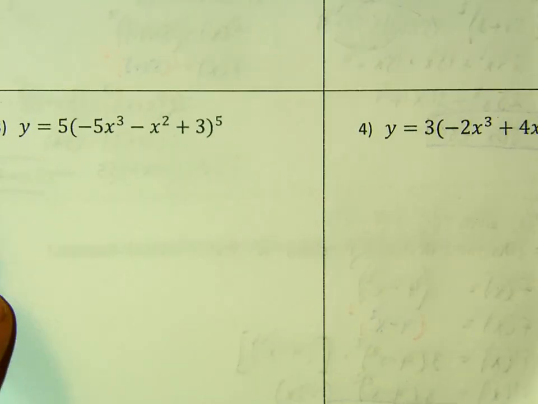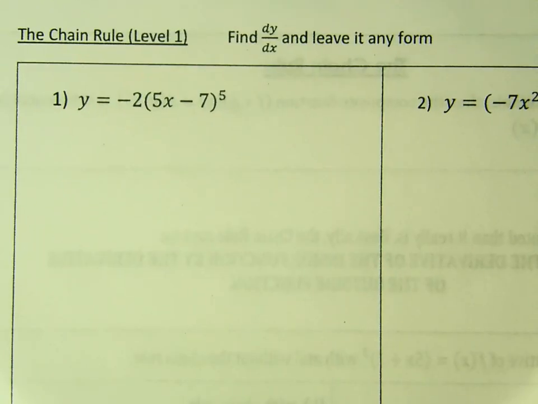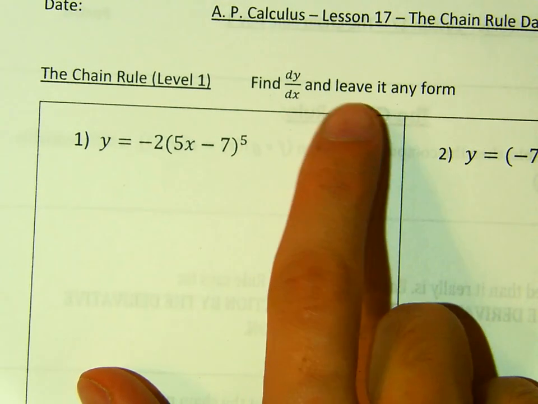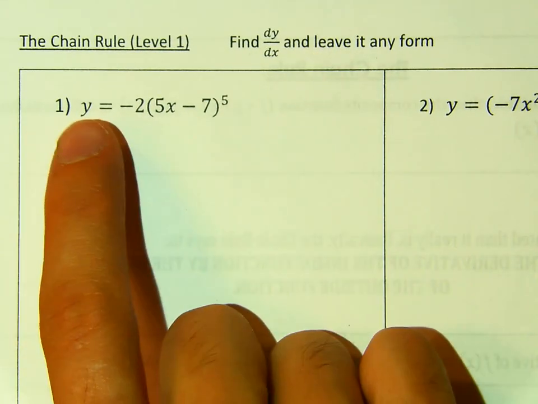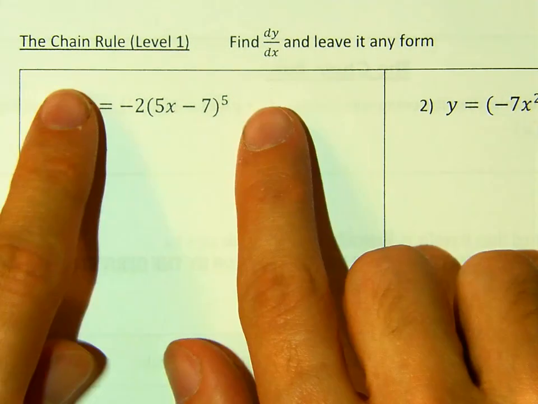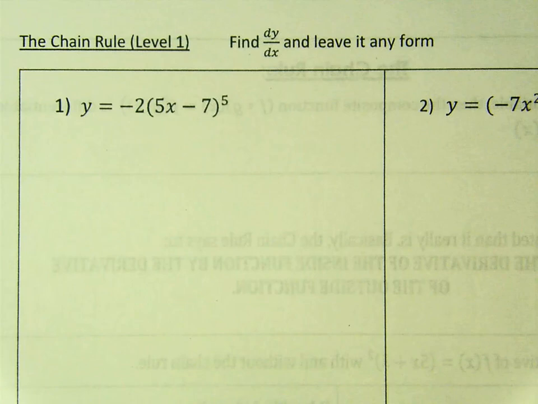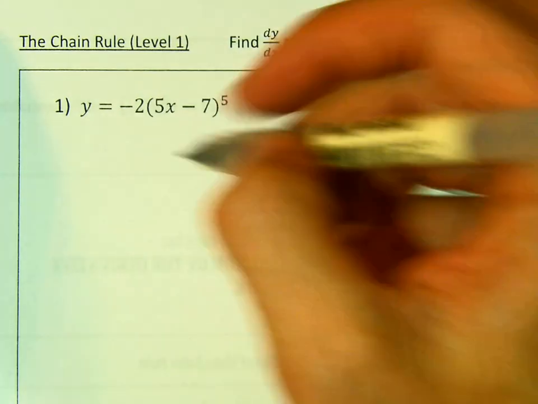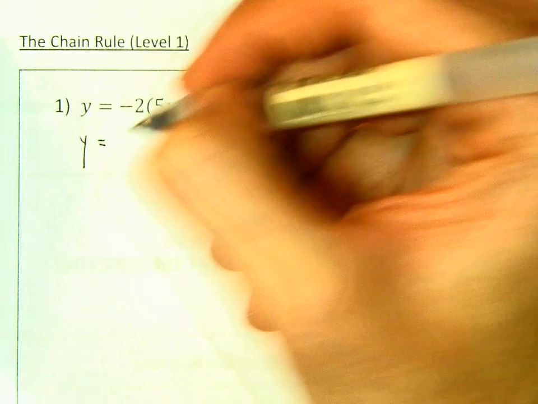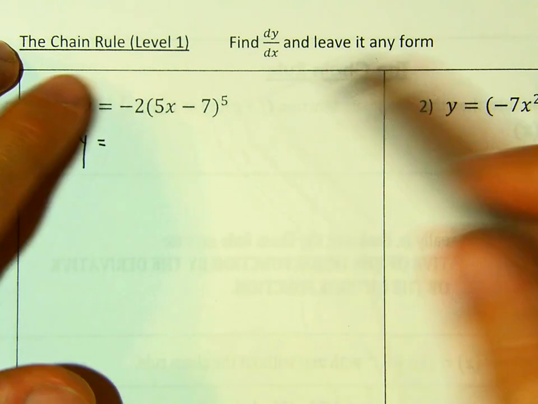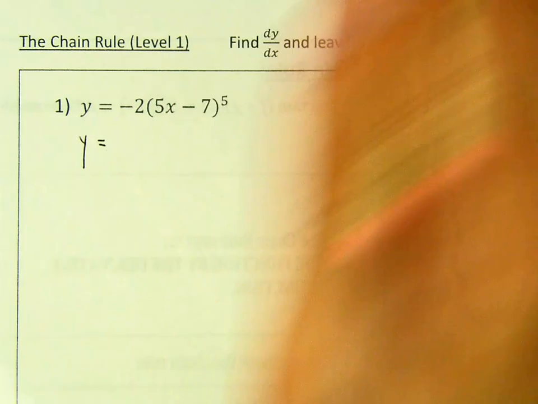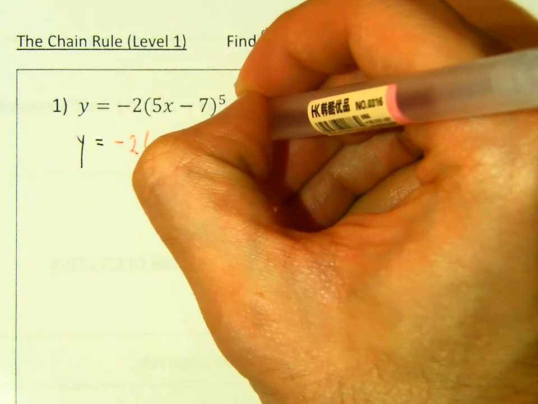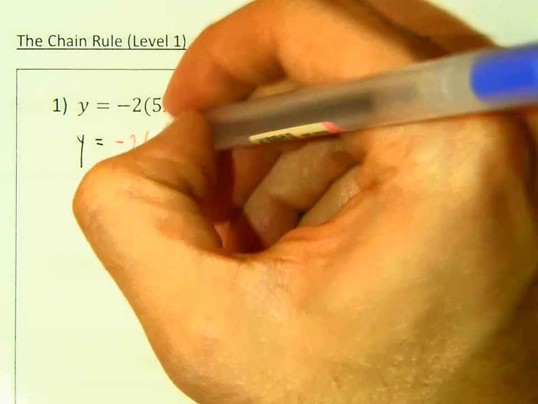Okay. And let's try and do this one over here. And here it says, find dy dx and leave it in any form. Okay. And we're going to use the chain rule. So think outside, inside. Okay. So first what I want you to do is just set it up. That's the first move, set it up. So using the colors, what is our outside? What is our inside? Okay, so take your time. Pause the video, right? So what is our outside? This is our outside. And this is the inside.